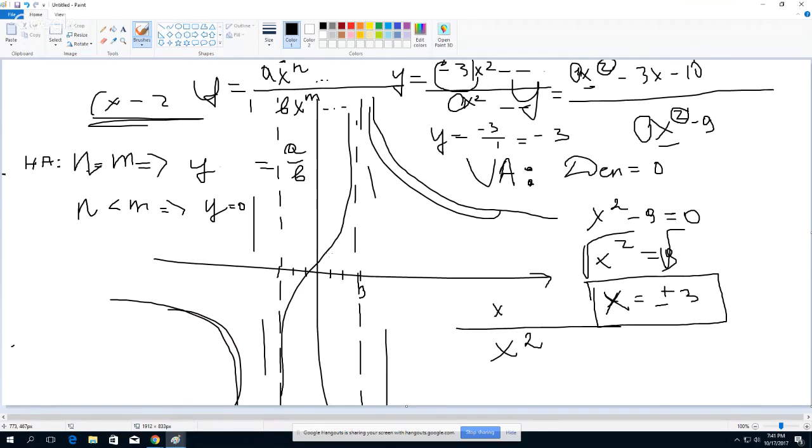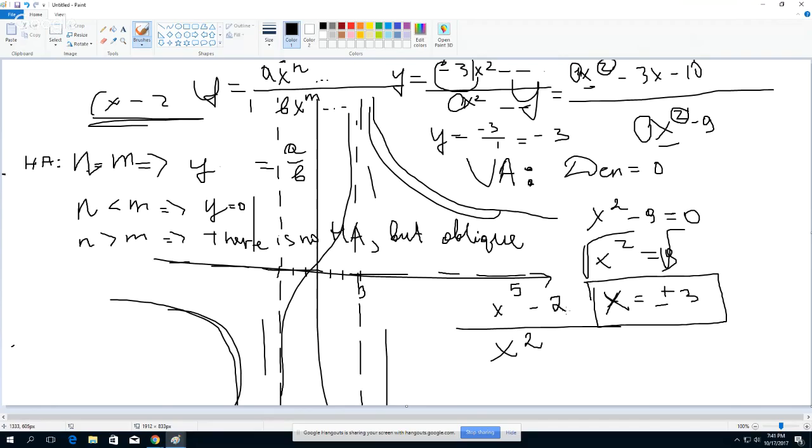And it's basically the x-axis, so it would just go like that here. Now, if n is bigger than m, then there is no horizontal asymptote, but there is an oblique asymptote. And to find the oblique asymptote, you just need to use long division. So for instance, you would have x^5 minus 2 over x^2.